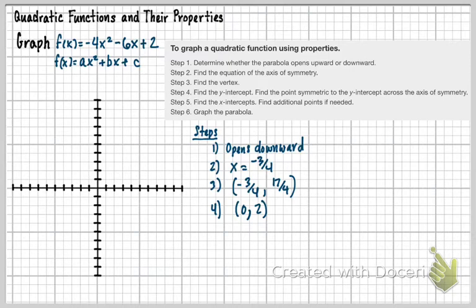Now let's take a look at step 5. It says, find the x-intercepts. Find additional points if needed. So we're not going to worry about the additional points right now. We're just going to worry about finding the x-intercept. So if it's the x-intercept, that means it's on the x-axis. And if it's on the x-axis, that means the y's are 0. Or that would also mean my f of x is 0 because f of x equals y. So I would have the equation, and I'm just going to write this below here, 4x squared minus 6x plus 2 equals 0.